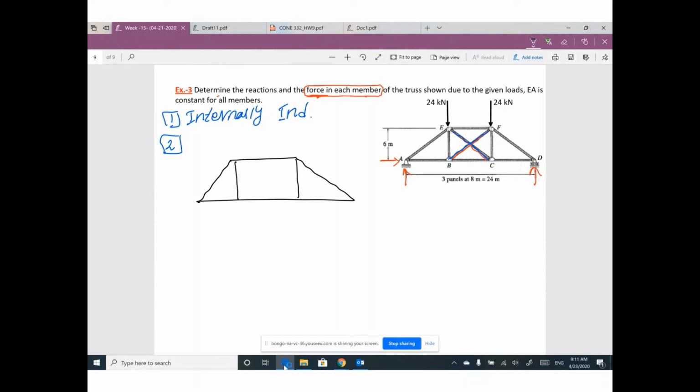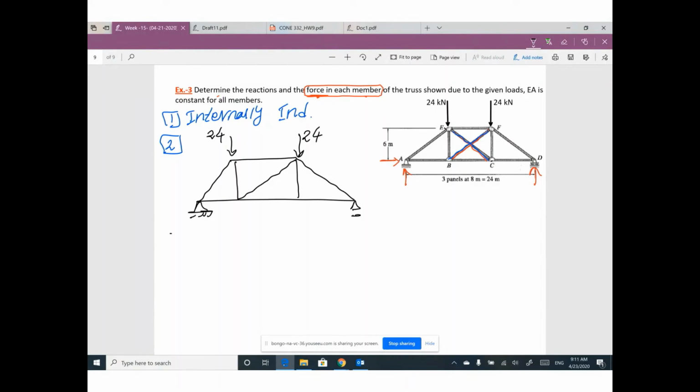I kept everything. Then go ahead and decide which one you need to remove. It's up to you, both of them are the same. So, okay, I will keep this one. And I removed member CE. I removed this member, CE.